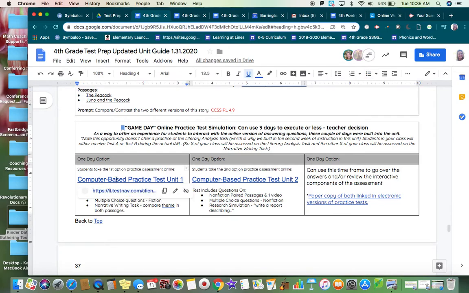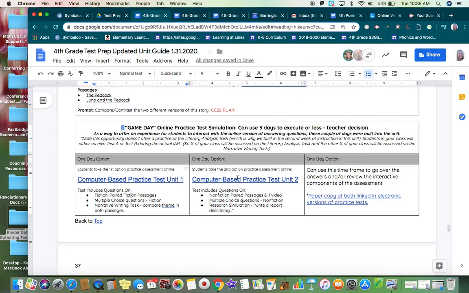This first computer practice-based test, Unit 1, is all fiction. So notice here it describes what is in that. You might want to maybe do this game day right after the first 2 weeks, right? It gives them a chance to do the narrative writing task. They're comparing theme in both passages. There's some multiple choice questions, but they're doing it online.